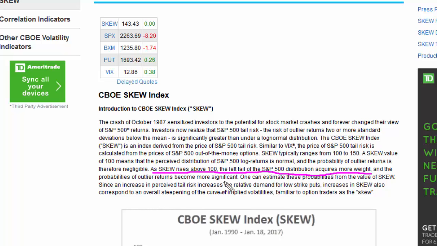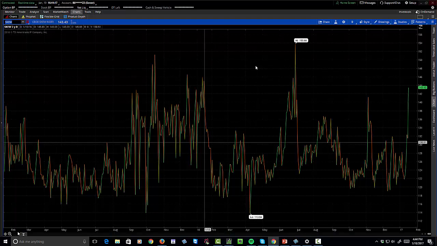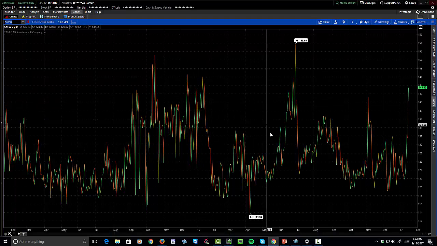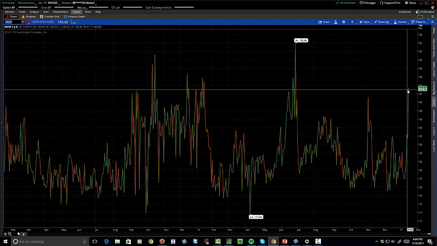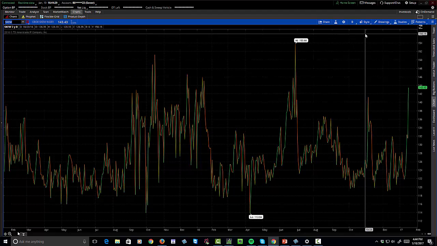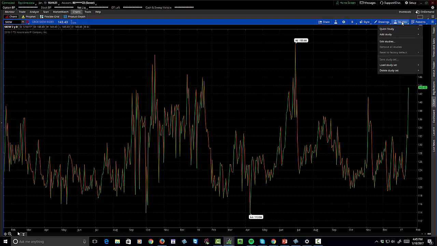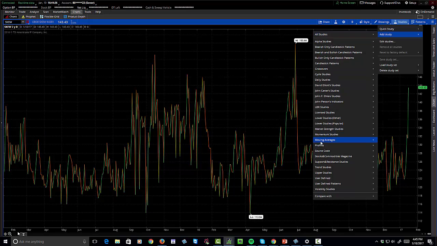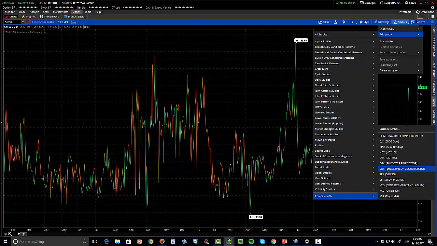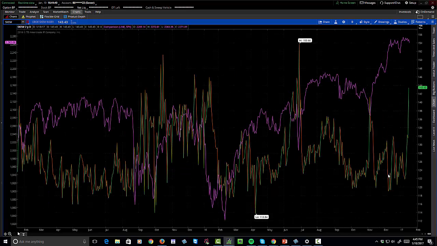Okay, so let's put that into real terms and see what that really means. The first thing I'd like to do with this SKEW, and the reason I have it as a line graph, is because it doesn't trade during the day. It's just a single value that shows up, almost like if you were to graph the daily chart on a mutual fund. So what I want to do here is compare this versus the S&P 500. I'm going to add a study here. I'm going to compare this with the old S&P 500 right here.